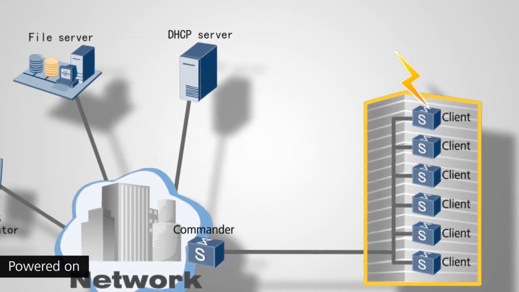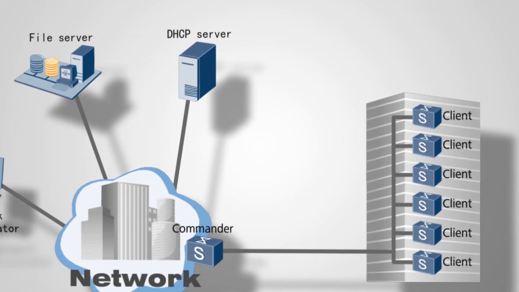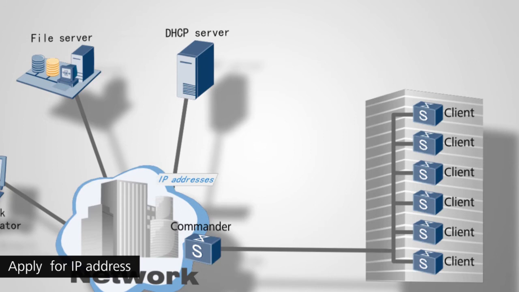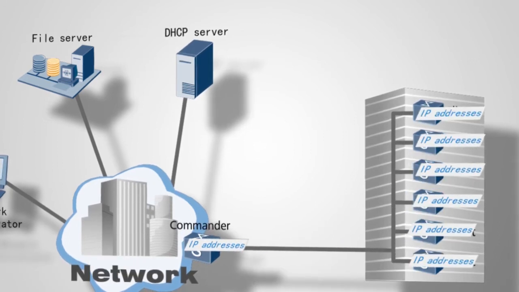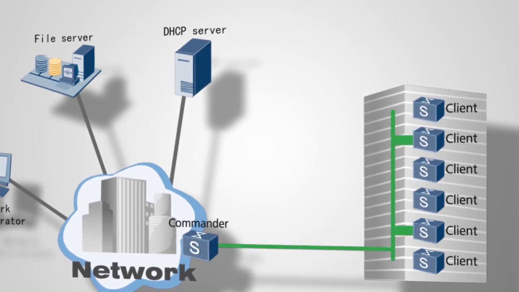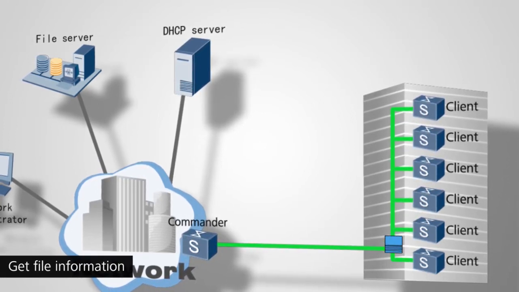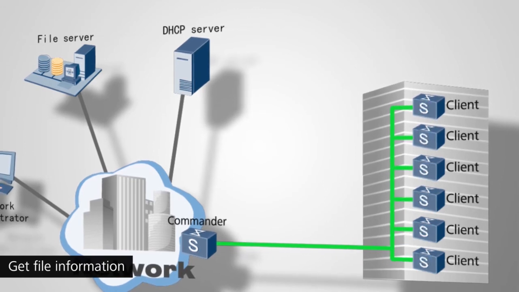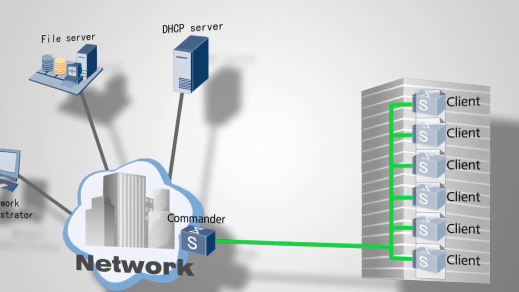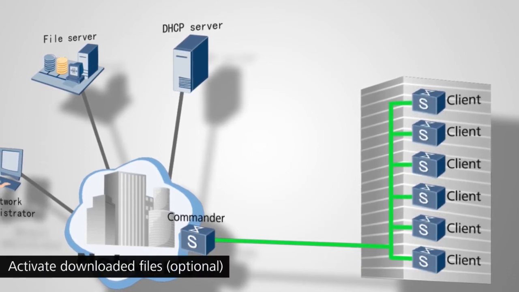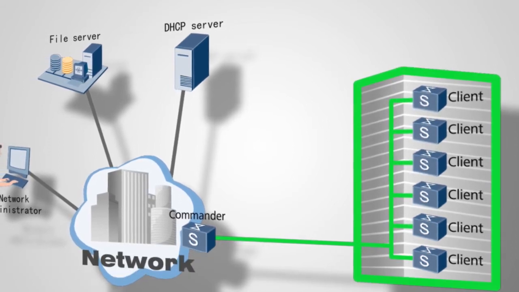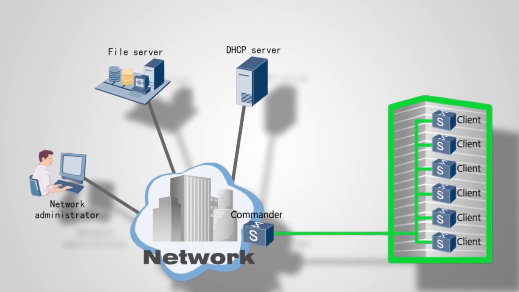They are unconfigured devices. Then the clients must be powered on. The clients start the unconfigured device deployment process immediately. They first apply for an IP address from the DHCP server. The server responds with IP addresses allocated to the clients, as well as the commander's IP address. After the clients obtain IP addresses as well as the commander's IP address, they can then pull file information from the commander. The clients then download the required files from the file server according to the file information. After downloading the files, the clients activate the files according to the configured policy and start operating normally. Now, EasyDeploy has finished the whole deployment process.